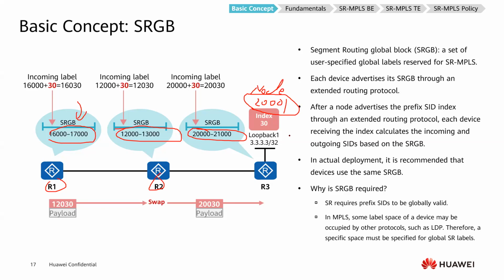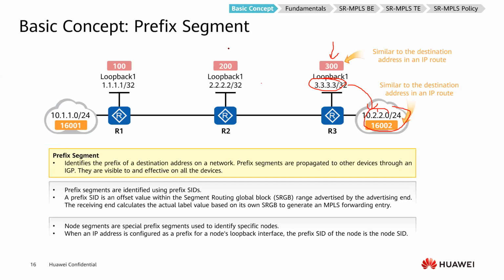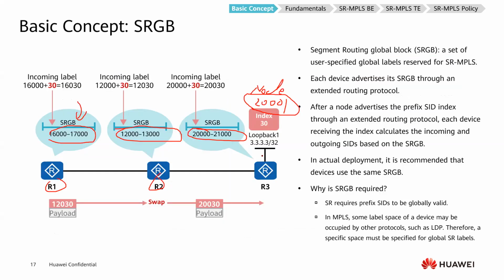So what if R3's number is 20,001? In SRGB, there's the segment ID. This segment ID works this way. When I configure a segment ID, I actually do not configure a label. Oh, sorry. When we do the configuration, it is a label, but this label will become an index.